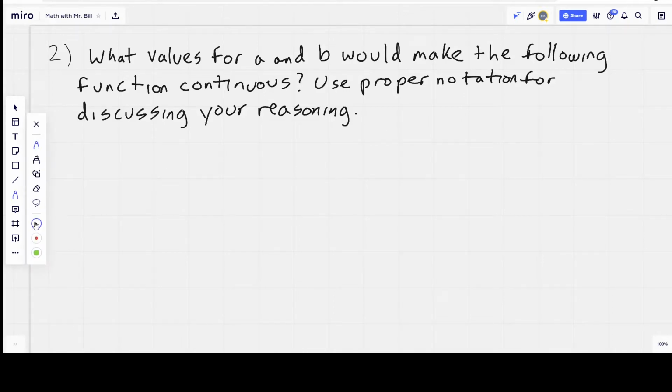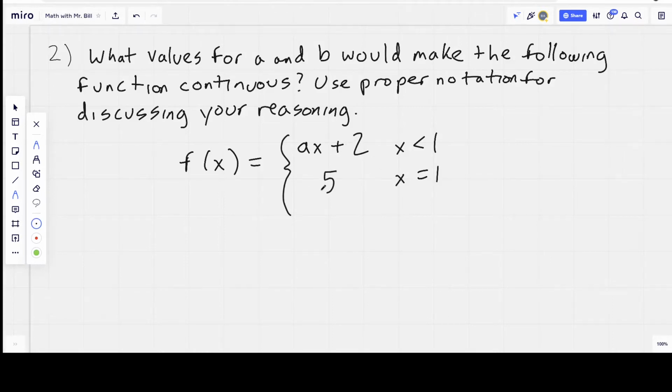So I wanted to write out this function here, not just state it, so that we understand what the function is telling us. So f of x is equal to, well, it's a piecewise function, so it's equal to 3 different things. When x is less than 1, the function is equal to ax plus 2. When x is equal to 1, the function is 5. And when x is greater than 1, the function is equal to (1 minus bx) over (1 plus x). And so what we want to do is figure out how to make this function continuous.